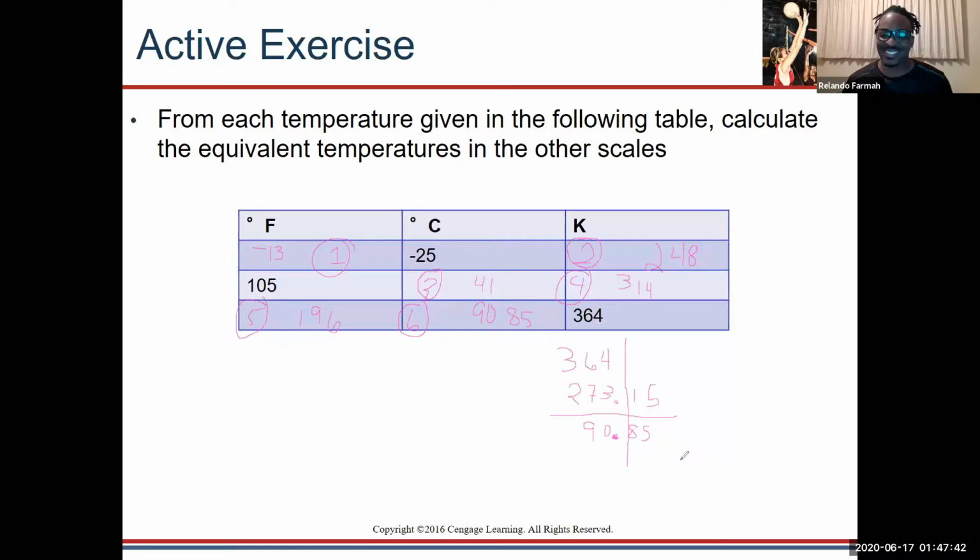Okay, so we know that since it's after the 4, we're going to use the 8. So is 8 greater than 5? Yes. Okay, so then our answer would be 91.0 or 91. Okay, so piece of cake.